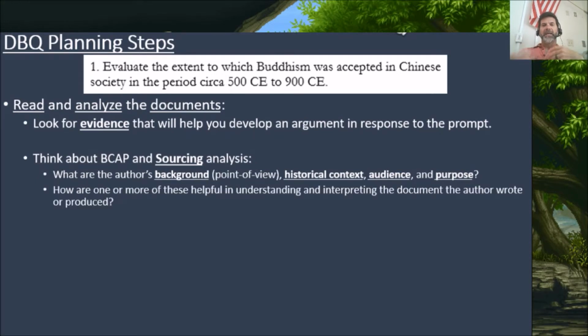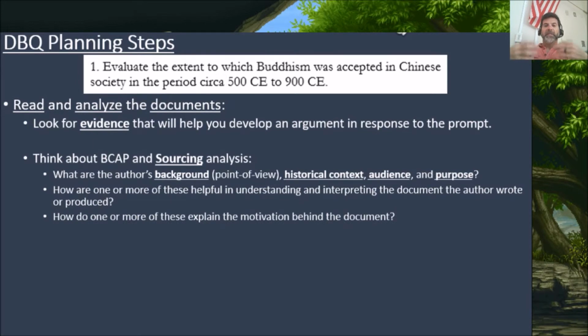And then you need to think, how are one or more of these helpful in understanding and interpreting the document the author wrote or produced? So how does this help to explain why the author wrote in a particular way, or shows us a particular attitude, or shows us certain evidence but not other evidence? Basically, how do one or more of these explain the motivation behind the document?